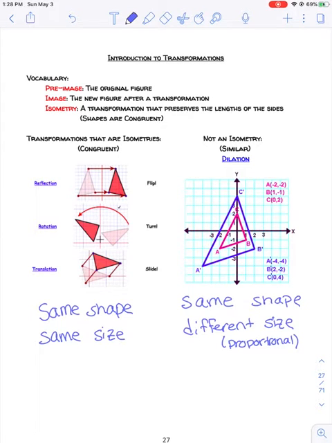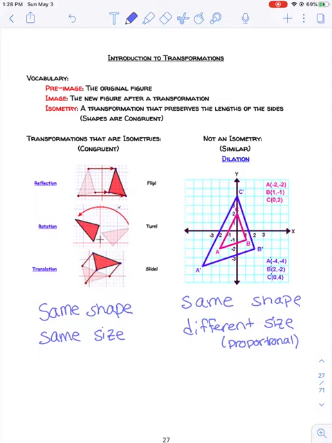Hi students, so today we are going to put together everything we've learned about congruent and similar figures and really get to what this unit is all about, which is transformations. So on this page, I'm just going to go over what the different transformations are and some of the vocab. So vocab at the top.